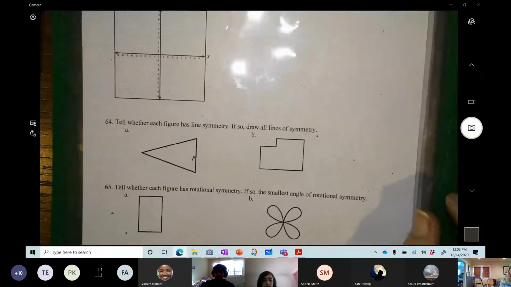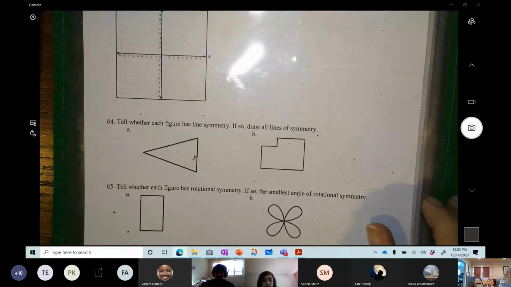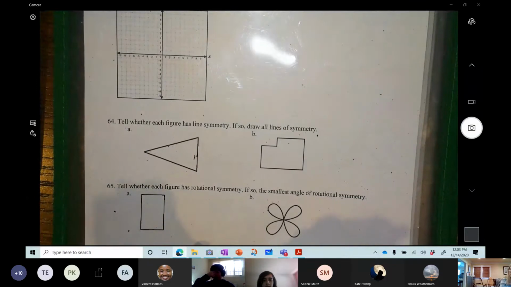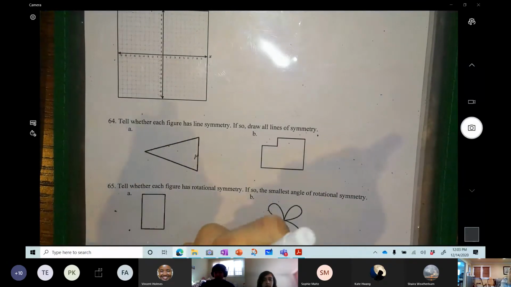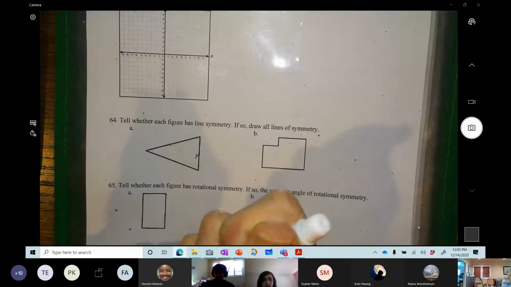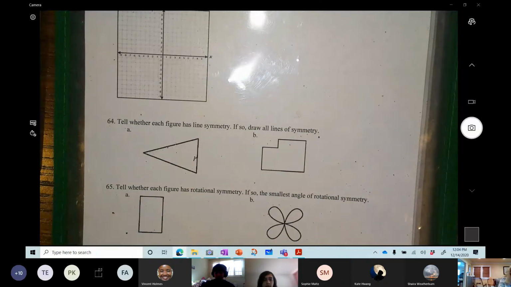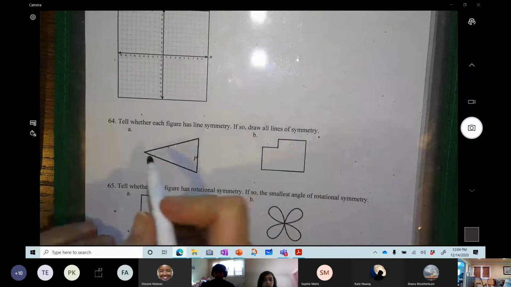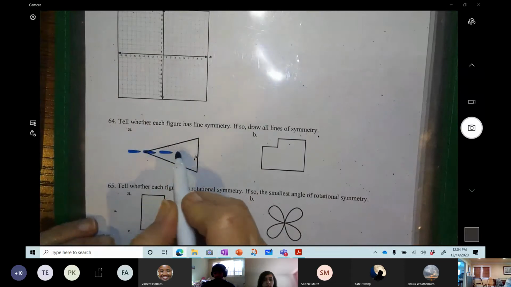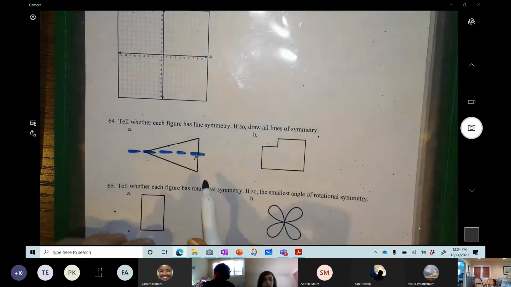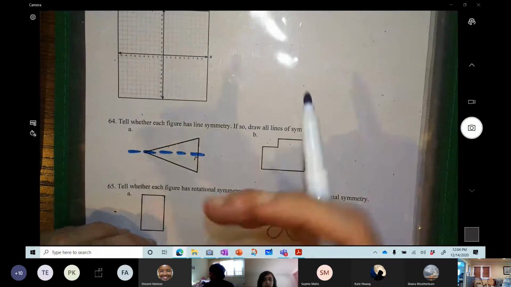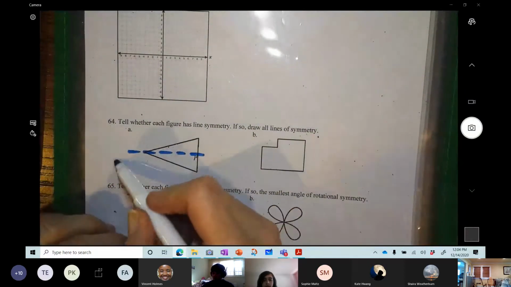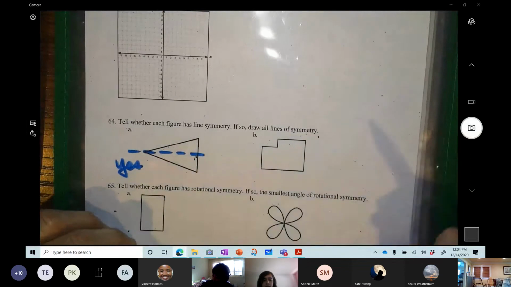So first of all, tell whether each figure has line symmetry. So line symmetry is where you can fold the paper. Okay, so it means if you have something where some line goes through a vertex, for this one, the only way I can see, if this was a piece of paper, the only way I can see to match up both sides would be through this line in the middle. So yes, it does have line symmetry, but just that one line.